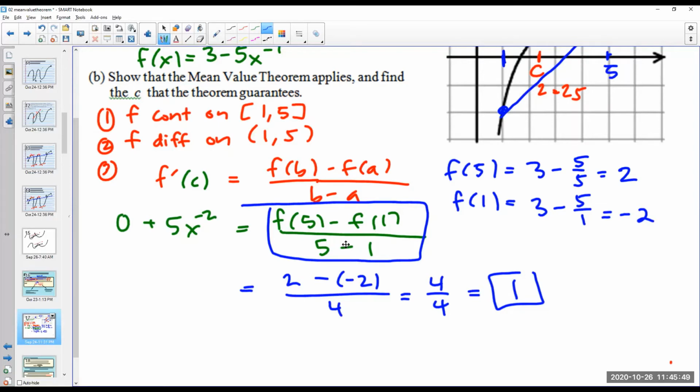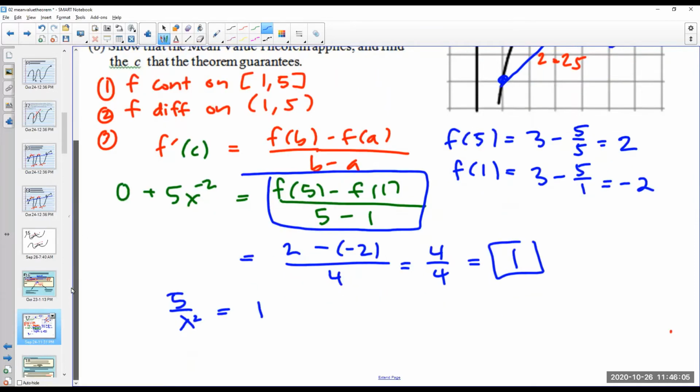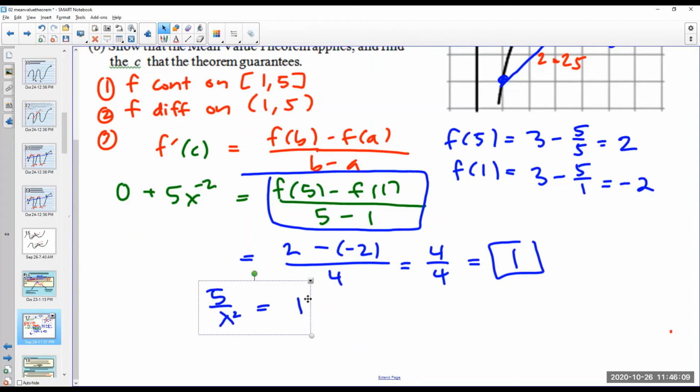Does that make sense? You actually need to set this thing equal to 5 over x squared. Does that make sense? Our goal is to find x. Our goal is never to find the right side of this equation. Our goal is to find x where this equation is true. And we know it's true at least at one point because of MVT. All right? Okay, so this is our goal, to solve for x.